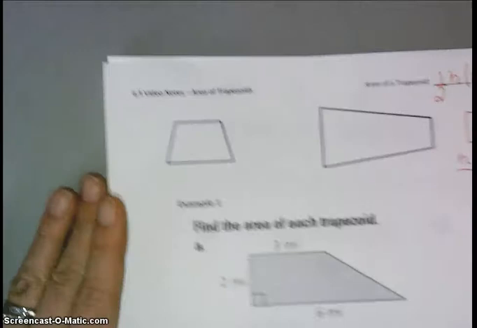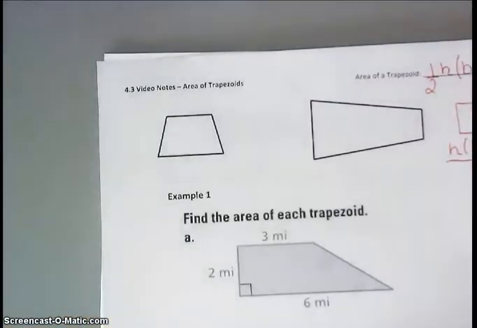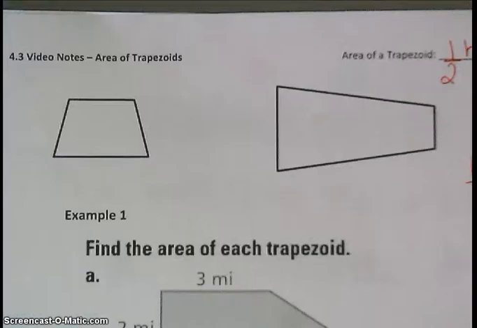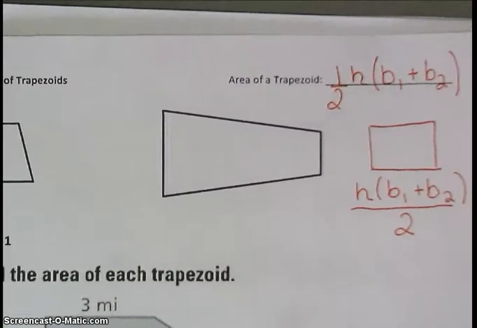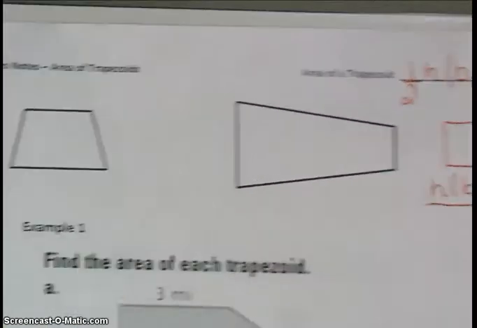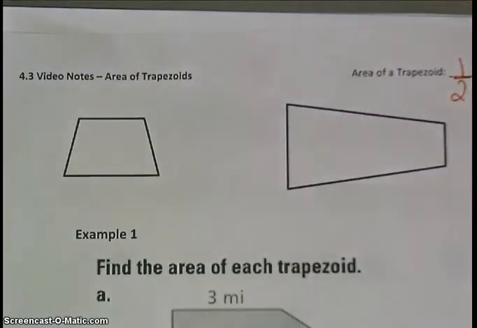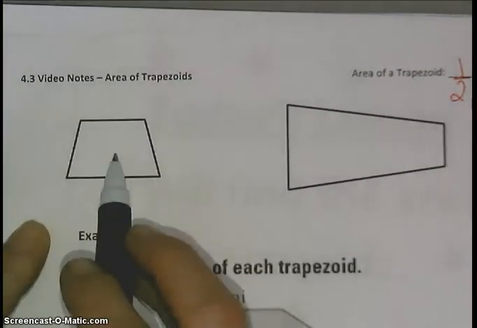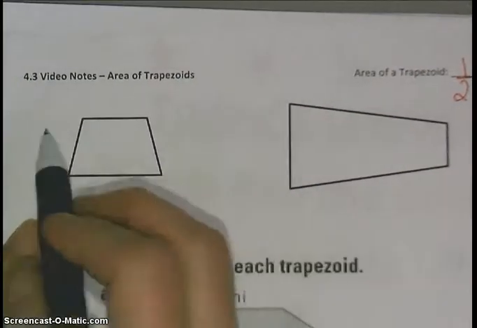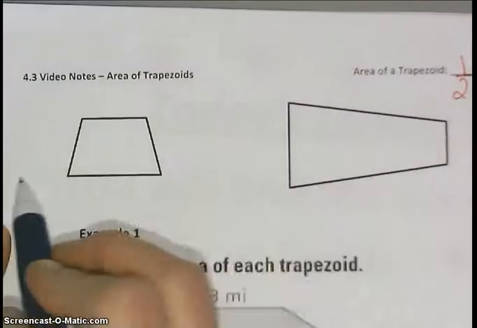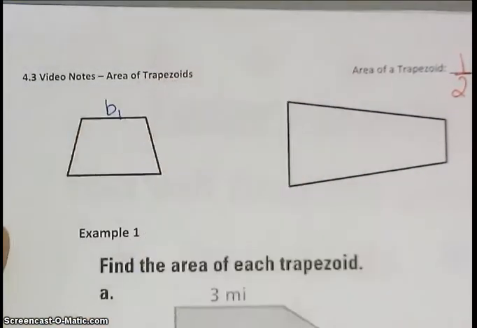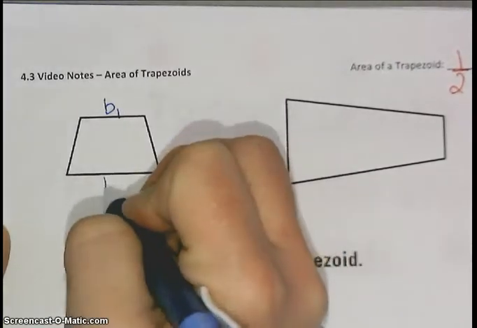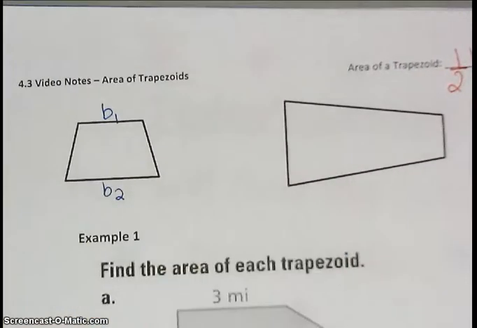Now, let's look at our two trapezoids that we have right there. In order for us to use this formula, we have to understand where the H, the B1, and the B2 come from. Well, the two bases are our parallel sides to each other. So if I'm looking at this trapezoid here, I look for my two parallel lines. Here's one parallel line and here's another parallel line. So I'm going to name the top one base 1 and the bottom one base 2. I could have done it the other way around.